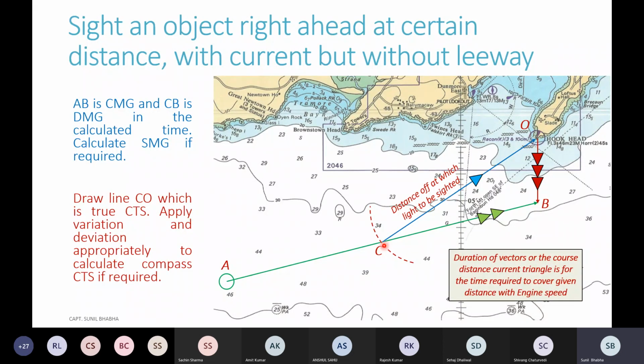And if you see this triangle OBC, the duration of all the vectors, or the duration of the course distance current triangle, is for the time required to cover the given distance using our engine speed. Let us say if distance was 12 miles and our engine speed was also 12 knots, then this triangle is for 1 hour. So Charlie to Oscar is the CTS and engine distance for 1 hour. Oscar to Bravo is the set and drift of the current for 1 hour. Remember, Oscar Bravo drift was calculated basis this particular time only. And obviously, when Charlie to Oscar and Oscar to Bravo are for the 1 hour duration, then the third vector, that is Charlie Bravo, the green color course made good vector, will also be for the same duration.